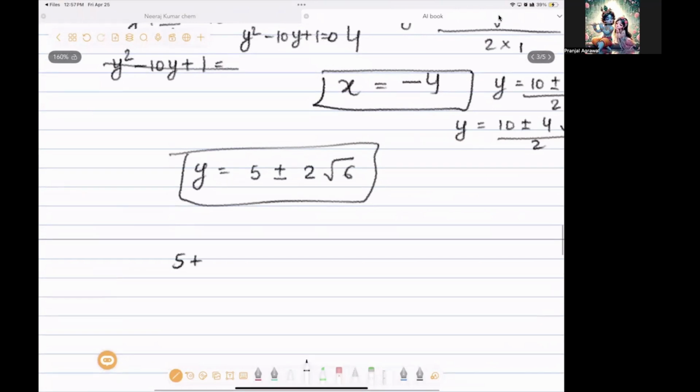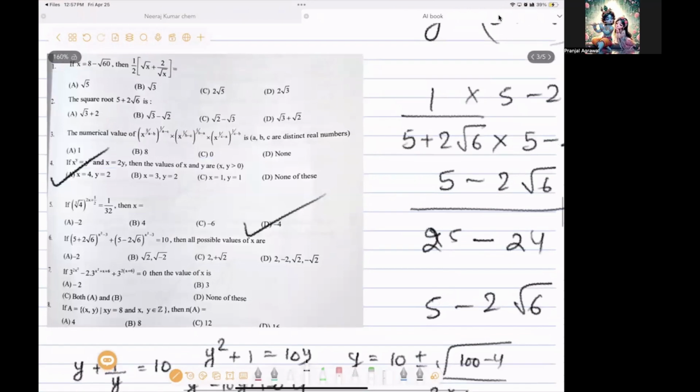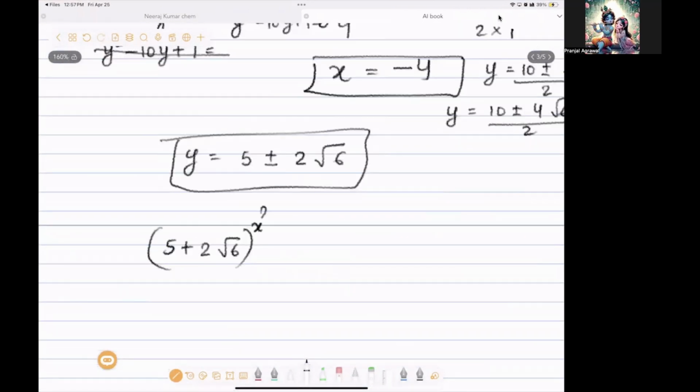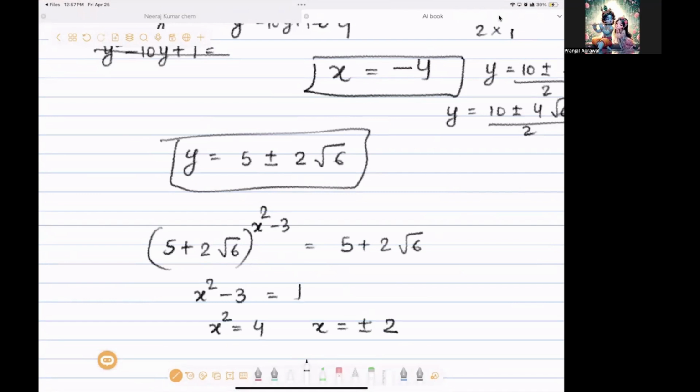So 5 plus 2 root 6, there was a power, x square minus 3. x square minus 3 is equal to 5 plus 2 root 6. First we'll take the positive. So what we'll get? x square minus 3 is equal to 1. x square is equal to 4. So x is equal to plus minus 2.